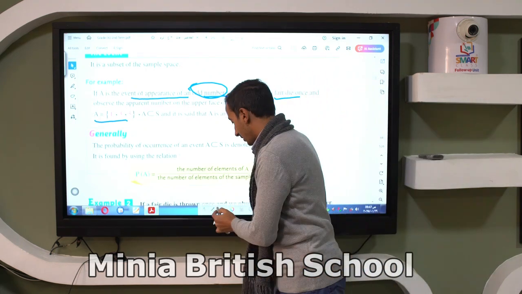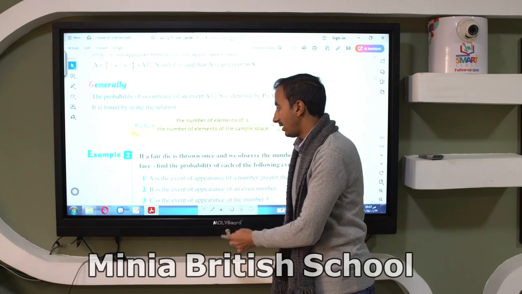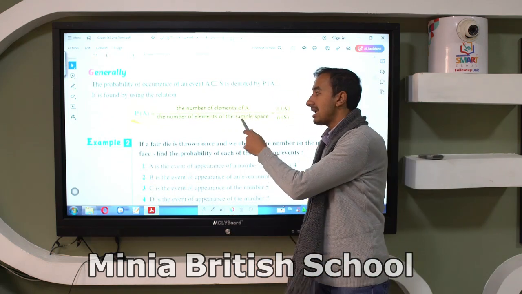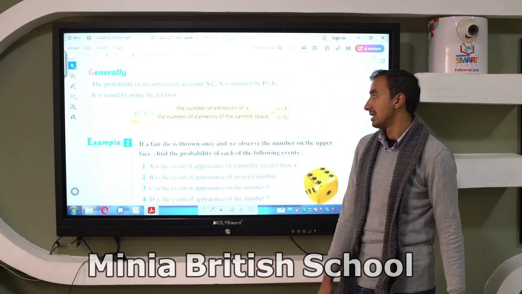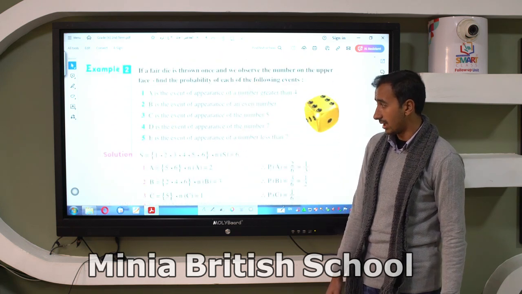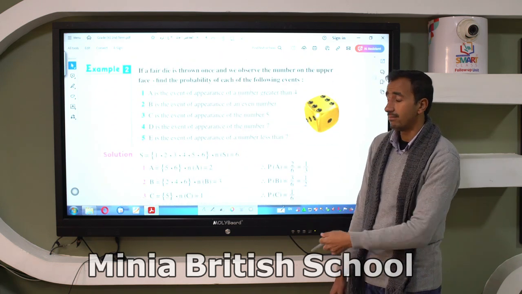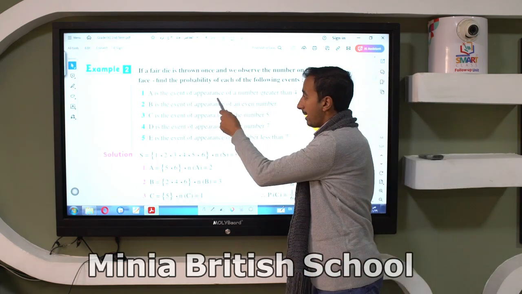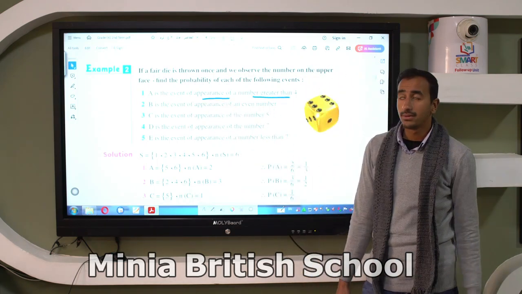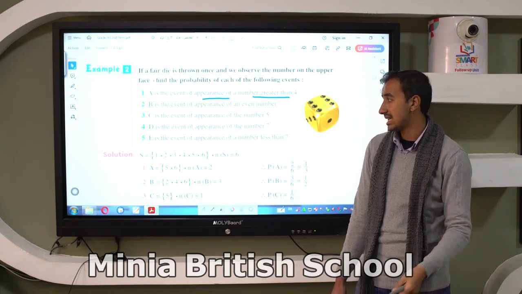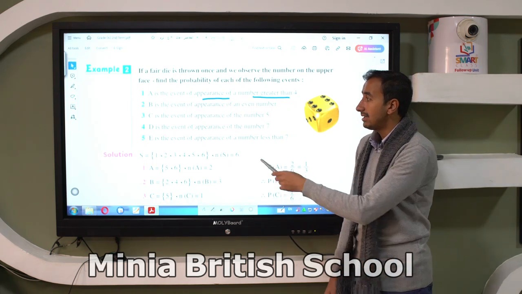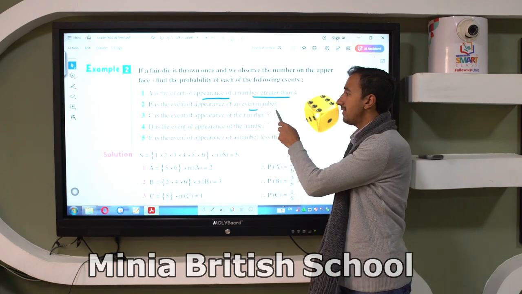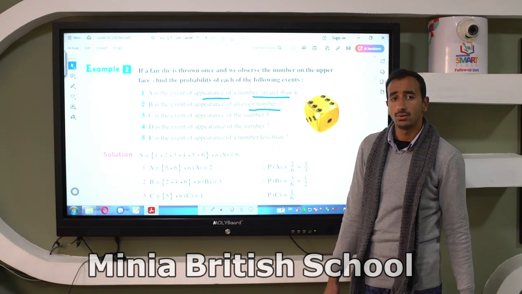So you can write the probability of A as the number of elements of A over the number of elements in the sample space. Another example: the probability of the appearance of a number greater than 4, which is 5 and 6, is 2 over 6, or 1 over 3. The probability of appearance of an even number is 3 over 6, which is half.